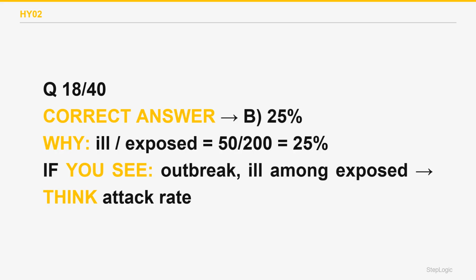The 50% mistakes the case count of 50 for a percentage instead of dividing by the 200 exposed guests. Choice A wrong. The 75% is the proportion who stayed well, the complement of the attack rate, not the attack rate itself. Choice E wrong. 50 ill among 200 exposed is an attack rate of 25%.